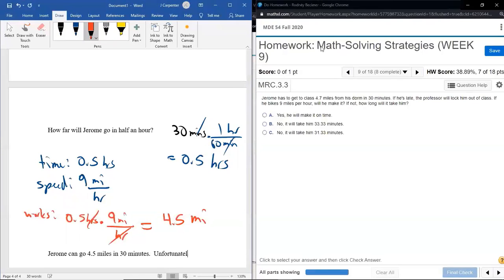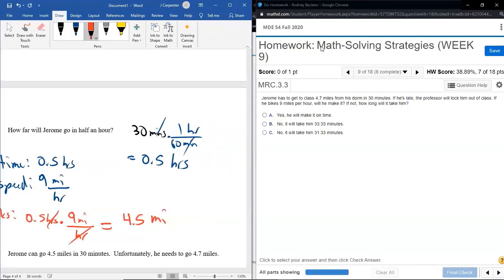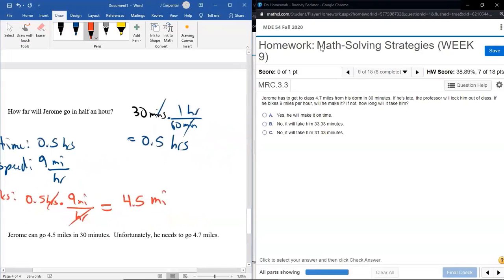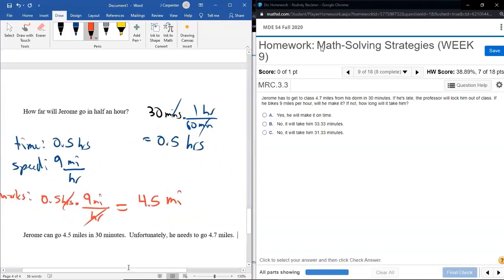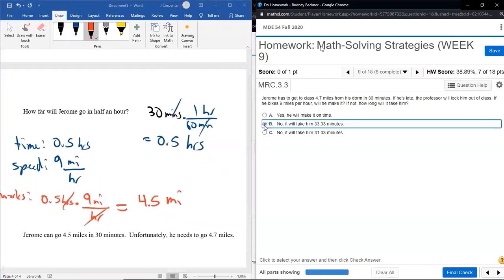Fortunately, he needs to go 4.7 miles. So no, he's not going to make it on time. So yes, he will make it on time is not the answer. They say no or no. Well, uh-oh. I don't see either of these answers in here anywhere. So what that means is we got to do some different math.